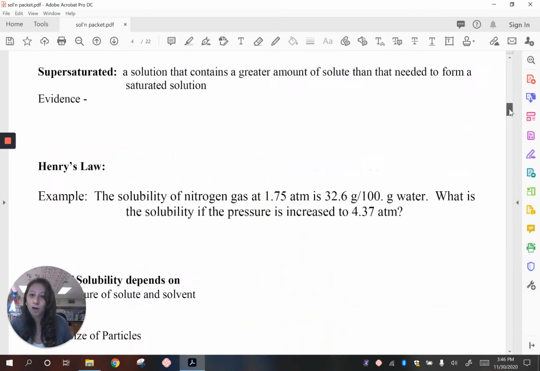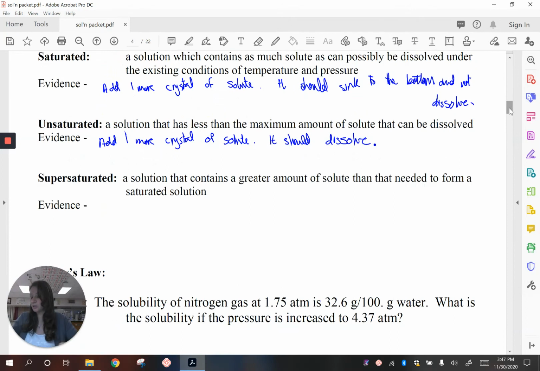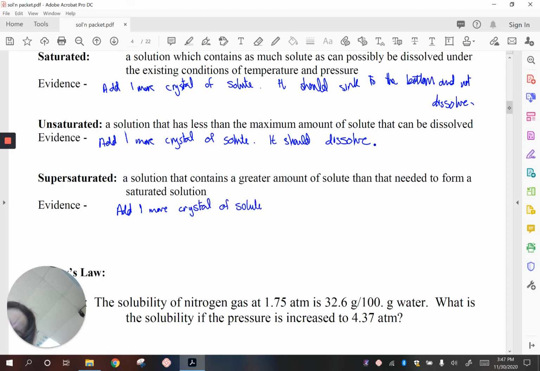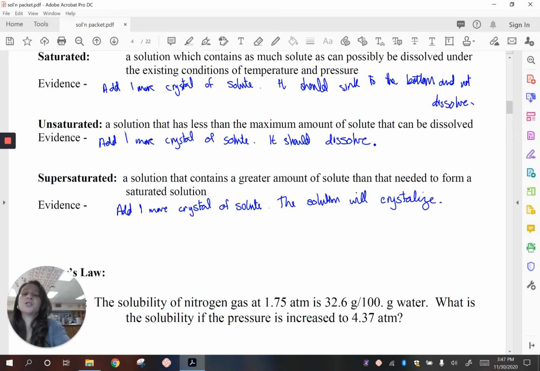Well, you add one more crystal, just like the other ones. In this case, though, if you add one more crystal, basically all of your solute will crystallize out. So add one more crystal of solute. The solution will crystallize. What does that mean? That means that once you disturb it, all the solute will come out of the solution and it's no longer going to be dissolved. Why? Well, in a supersaturated solution, remember, we heated it so we can dissolve more, and then we cooled it down slowly.